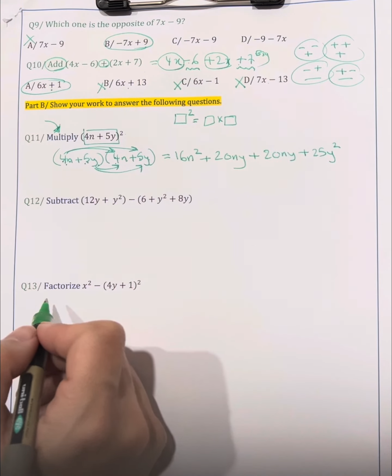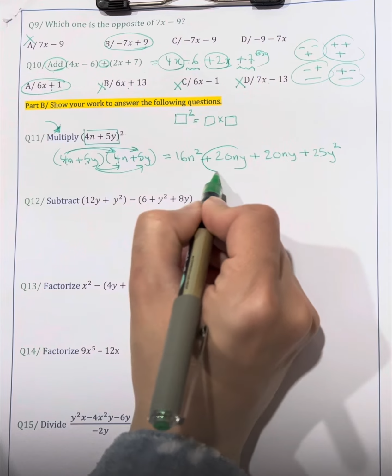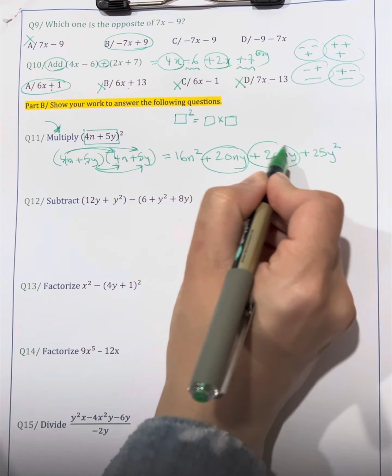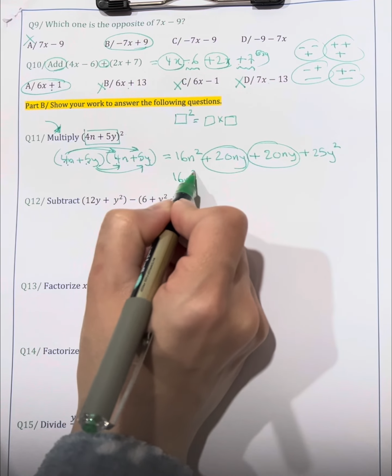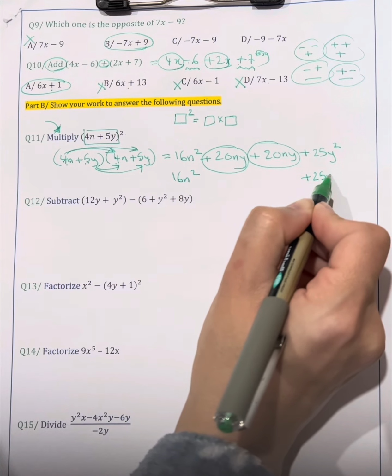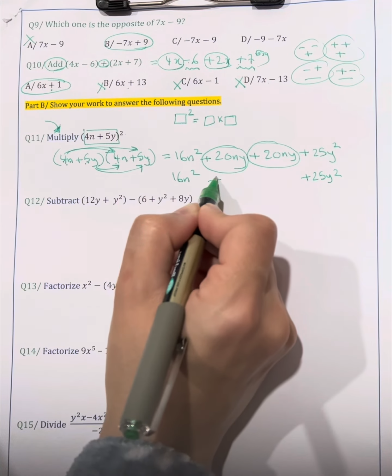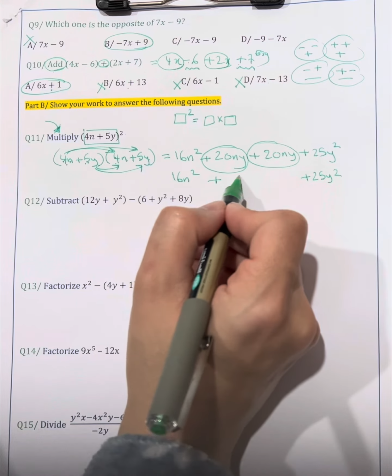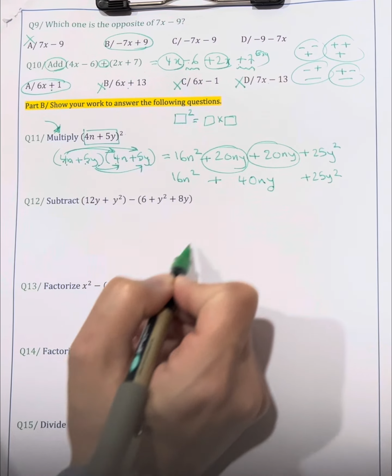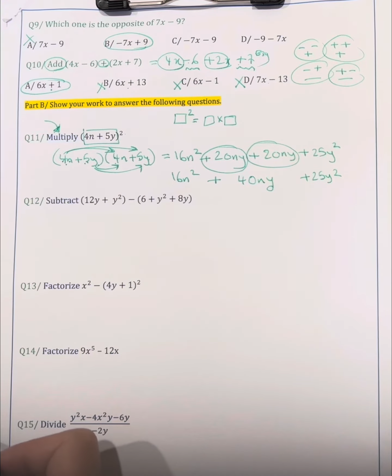Okay, let's search for the like terms. The only like terms are positive 20ny and positive 20ny. So those, the first and the last, I copy pasted. Positive, positive, both of them are the same thing. Same sign, add them up, I get 40ny. And this is my final answer.